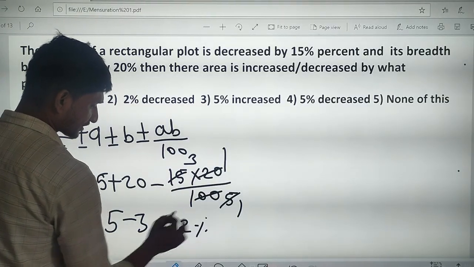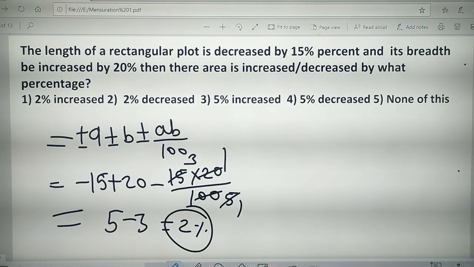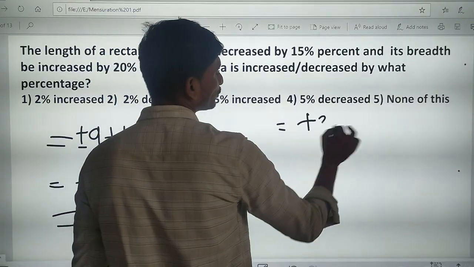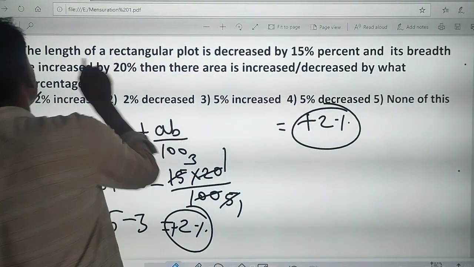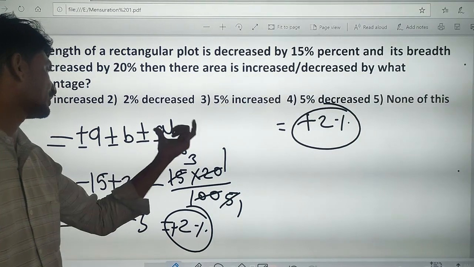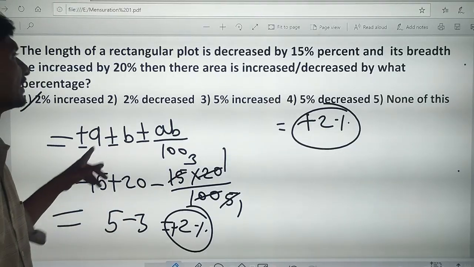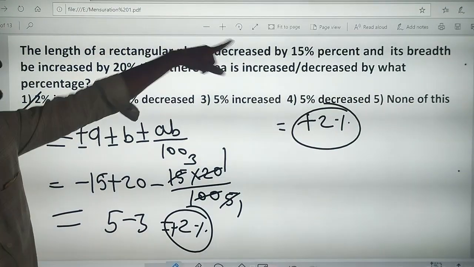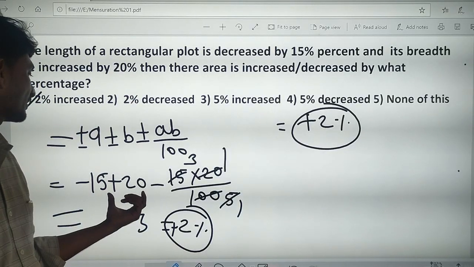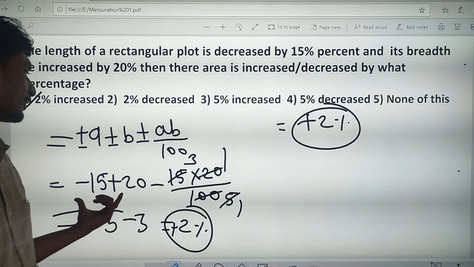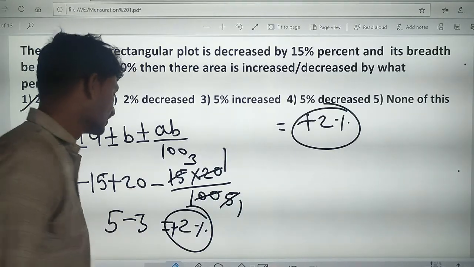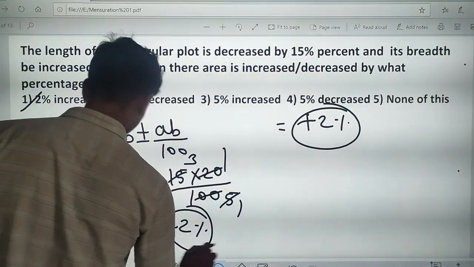Then the subtraction is 5 minus 3, so your answer is 2%. Then your area is increased by, here plus means increased, plus 2%. Your area is increased by 2%. Again, plus minus a plus minus b plus minus ab divided by 100. Here a is minus 15, because the length is decreased by 15%, and b is plus 20, because the breadth is increased by 20%. Now take the cross multiplication divided by 100. Then 5 minus 3 is 2%. Now your answer is 2%.